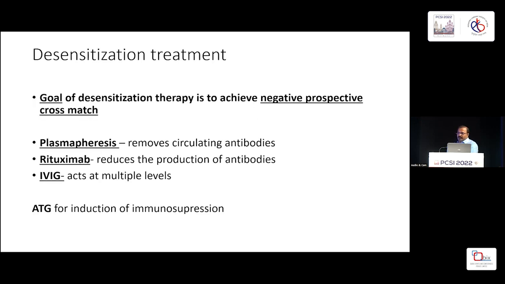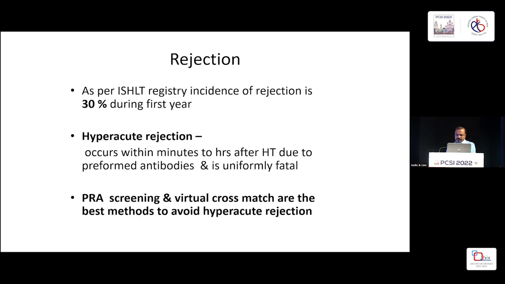So how do we do desensitization therapy? The goal of desensitization therapy is to achieve negative prospective cross match. So we do desensitization with the help of rituximab. We use plasmapheresis and IVIG. And especially in this kind of patient, the induction agent is anti-thymocyte globulin.